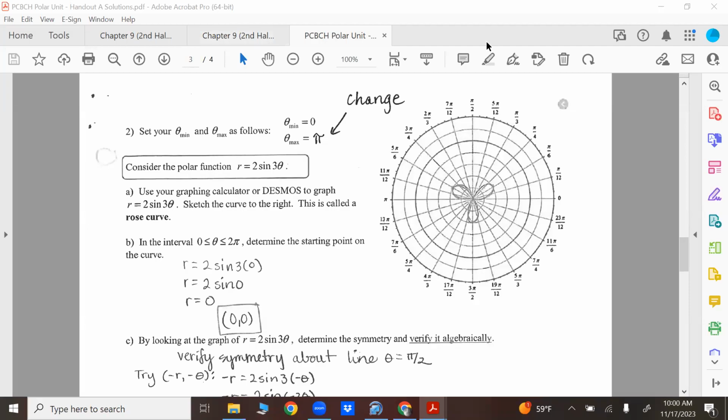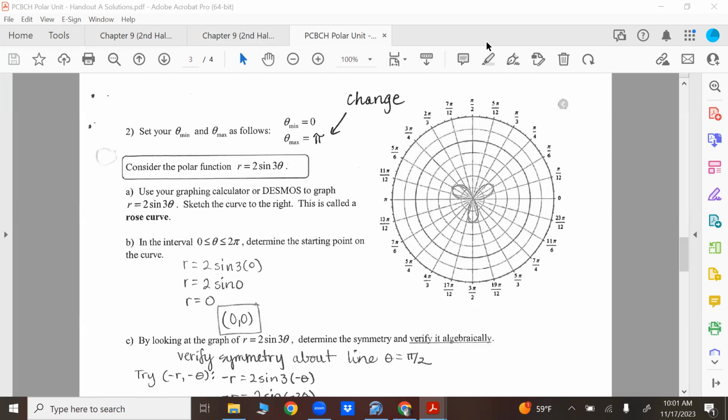All right, so we're doing homework solutions. Handout A, pages 3 and 4. You're asked to consider the function r = 2 sin 3θ, and that's going to be a rose curve. Remember, if you have an odd coefficient of θ, that's the number of petals you have, so 3 petals. And with sine, it's going to be symmetric about θ = π/2.